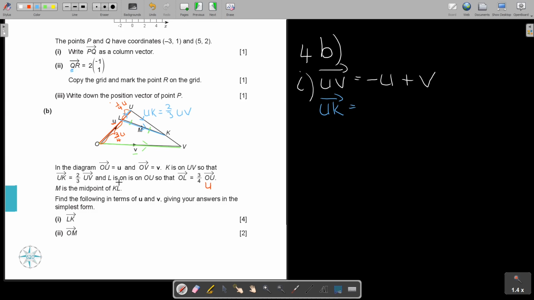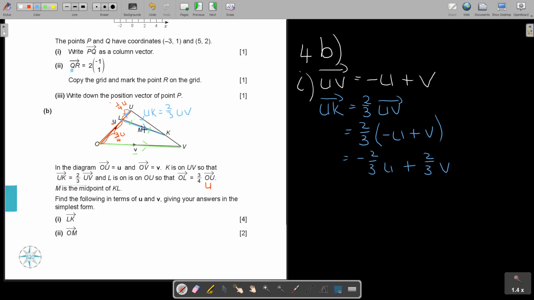is, and this is the statement I'm using here, UK. So UK, it's 2/3 of UV. And that's 2/3 of UV, and I substitute, it's minus U plus V, and it's just going to be negative 2/3 U plus 2/3 V. And it's like working with P and Q. I don't like it because I usually want to confuse the U and the V. Okay, but make sure you don't confuse that. Okay, that's UK. That's UK.